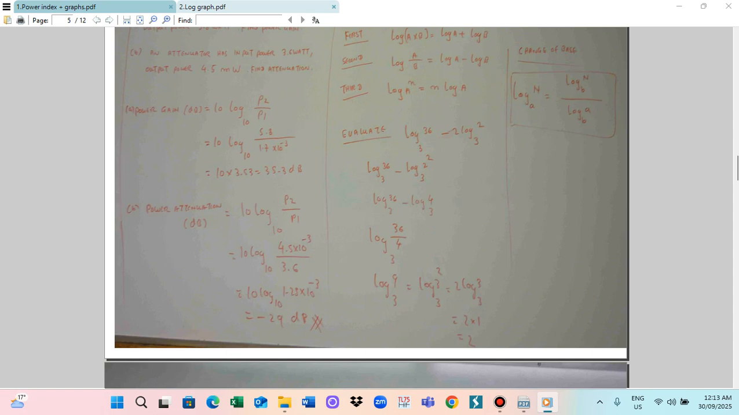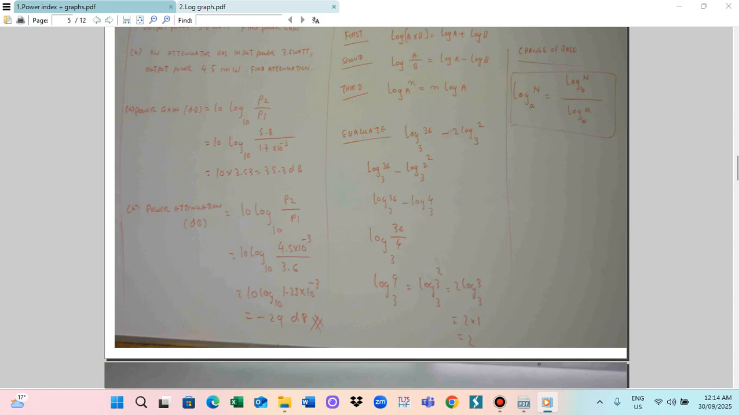Log 36 base 3 minus 2 log 2 base 3. So we have to calculate. In this case, log 36 base 3 you can write as is. And 2 log 2 base 3 becomes log 2 power 2 base 3. So this becomes log 36 base 3 minus log 4 base 3. So if you see n log A, you can write the log A power n. Similarly, if you see the log A power n, you can write the n log A.